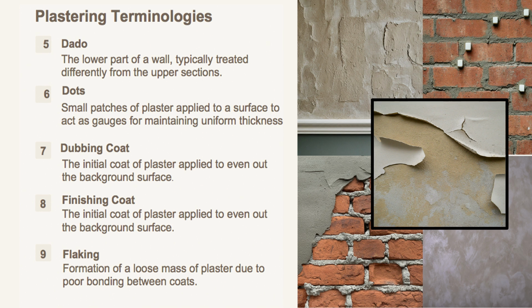Then the flaking. If you notice that patches of plaster start peeling off, that is flaking. Then we have gauging. Gauging is like mixing a recipe for plaster, getting the right mix of materials to achieve the perfect consistency. Next is grinning. Sometimes you might see patterns from the wall joints showing through the plaster. That is grinning and it affects the surface appearance.